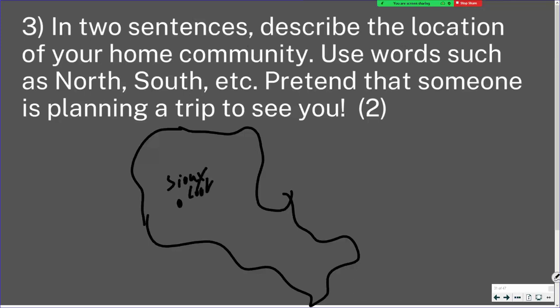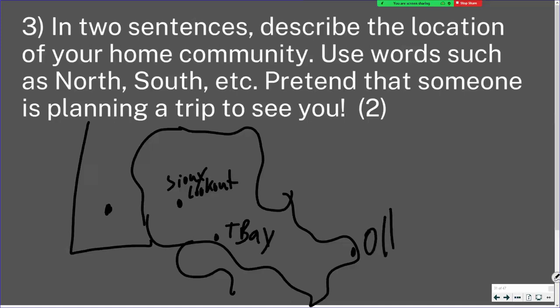I am from Sioux Lookout. We got Manitoba right here. This is Lake Superior. There's T-Bay. And let's say I got a friend of mine over here in Ottawa. And I meet my new friend in Ottawa, and they say, oh, where are you from? And I say, oh, I'm from Sioux Lookout. And they say, oh, I've never heard of that. Or they say, oh, is that near Sault Ste. Marie? Which happens a lot. And I say, no, no, it's a different place.